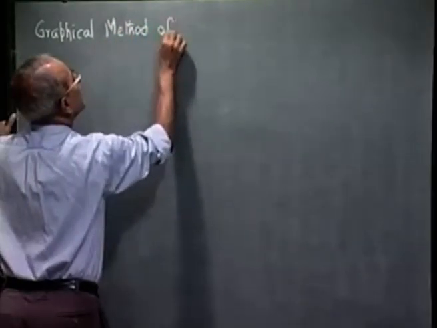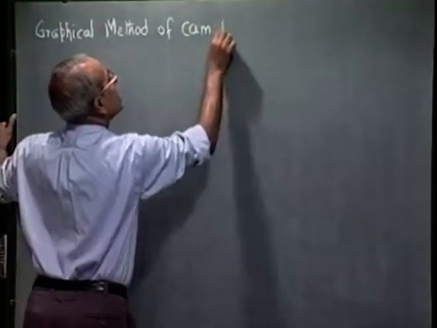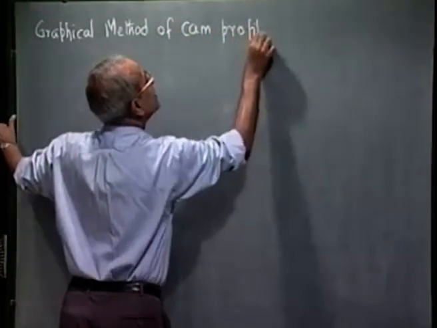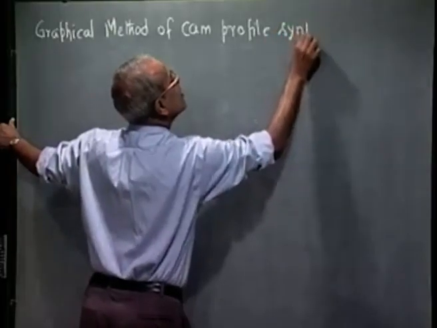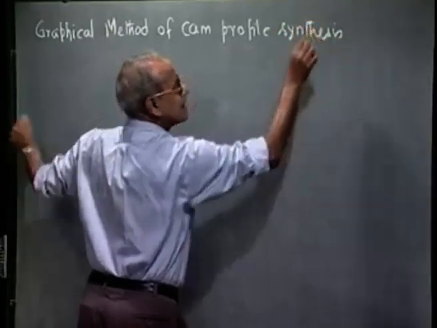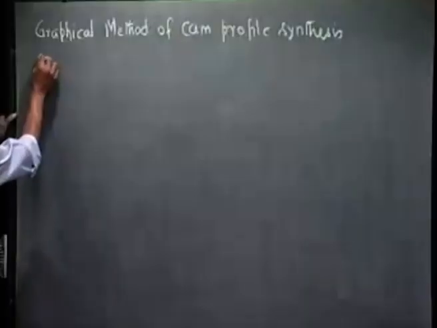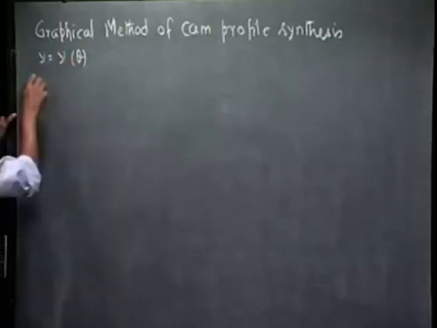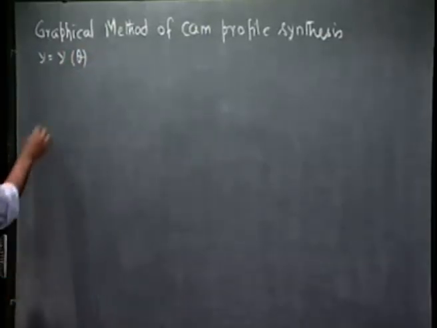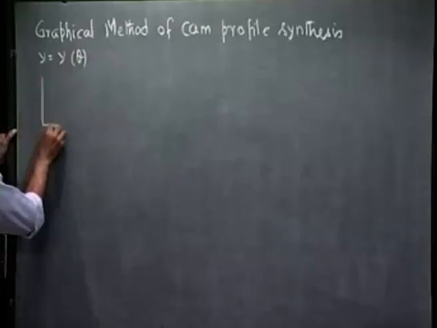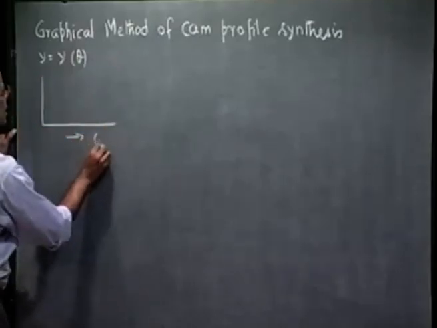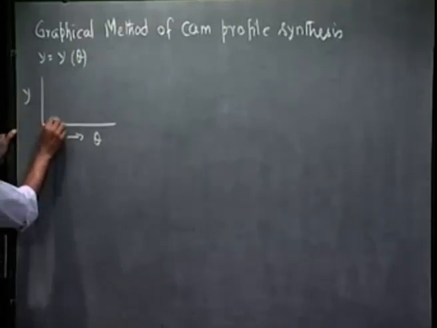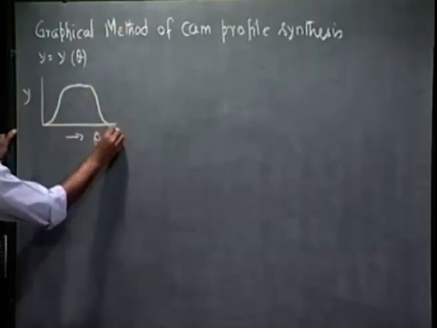Graphical method of cam profile synthesis. Of course, we assume all the geometrical parameters like base circle radius and offsets are known, and the only thing is that, instead of the follower movement being given in the form of an analytical expression, now we have it in the form of a displacement diagram.